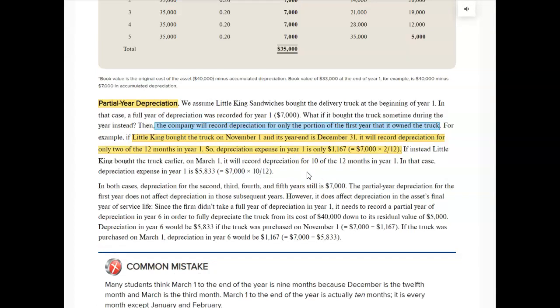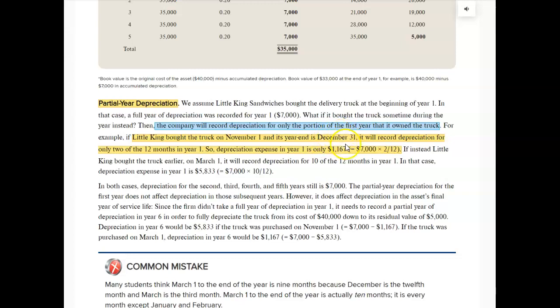Partial year depreciation comes into play when we buy the asset in a month later than just the first month, like January. So in this example, let's say that we purchased the asset on November 1st instead of the first of the year. We cannot take a full year's depreciation if we buy it sometime in the middle of the year. And this is towards the end of the year, in fact. So we only have 2 months to the end of the year, November and December.